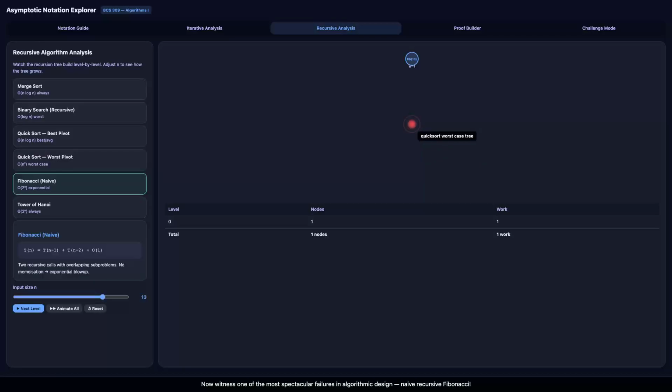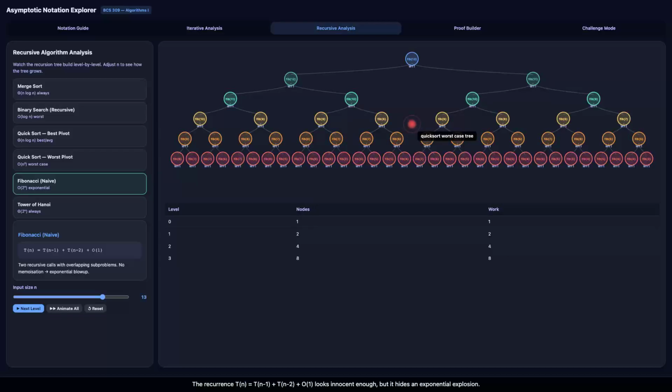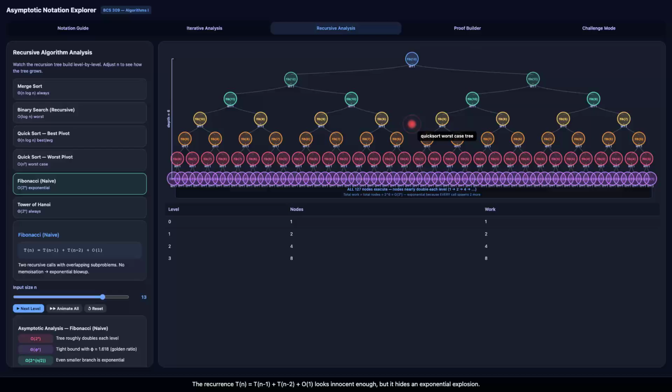Now witness one of the most spectacular failures in algorithmic design, naive recursive Fibonacci. The recurrence T(n) = T(n-1) + T(n-2) + O(1) looks innocent enough, but it hides an exponential explosion. Look at this recursion tree. It's computing the same subproblems over and over again. F(3) gets computed multiple times, F(2) gets computed even more, and F(1) gets computed exponentially many times. The total running time is O(phi^n), where phi is the golden ratio, approximately 1.618.